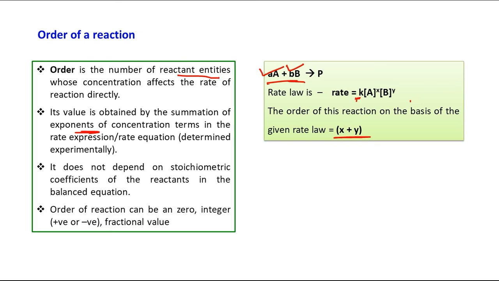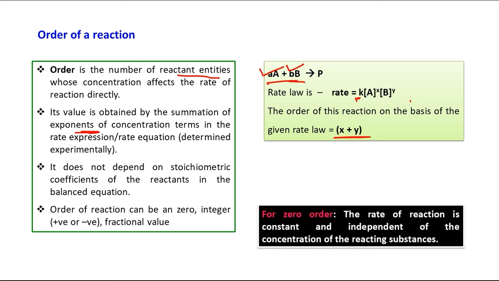So look at the third point. It doesn't depend on the stoichiometric coefficient of the reactant present in the balanced equation. That is why this small x and small y have nothing to do with small a and small b. Now this order may be zero, integer or fraction.